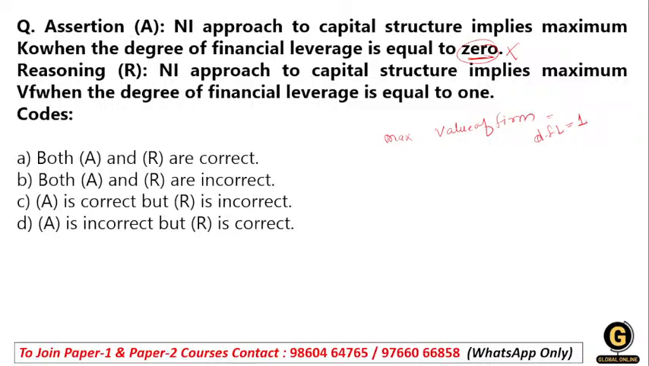Then the reason: the net income approach to capital structure implies maximum value of the firm when the degree of financial leverage is equal to 1. So this is a true statement. So the right answer is that A is incorrect and B is correct, so option D will be the right answer.